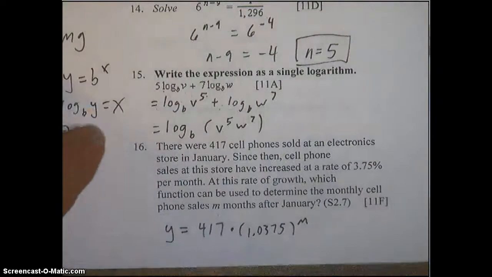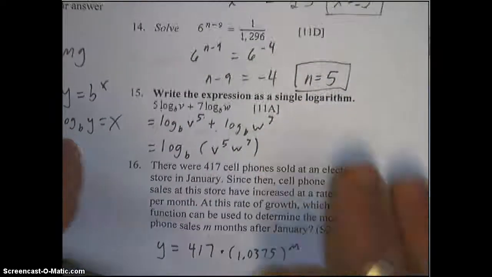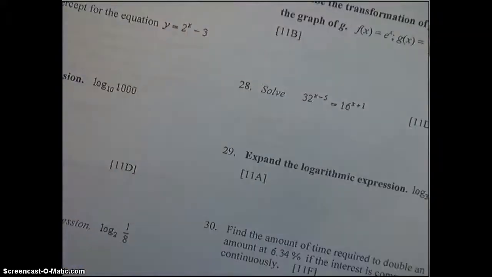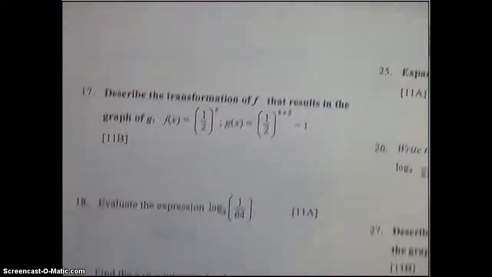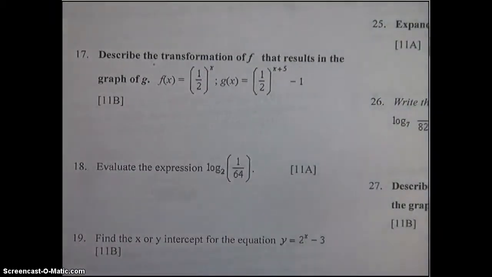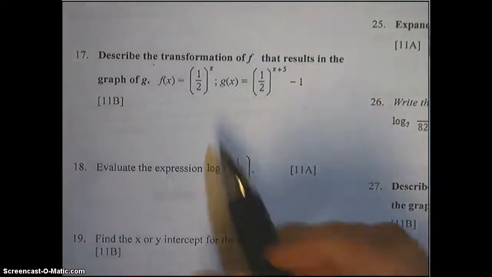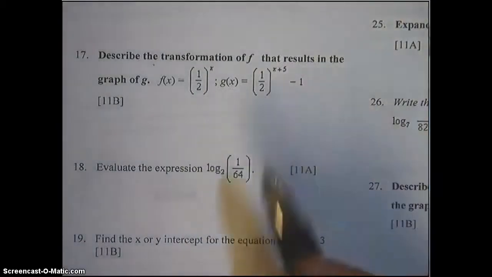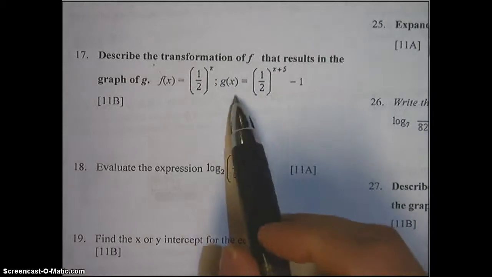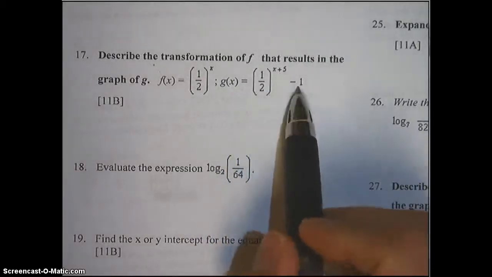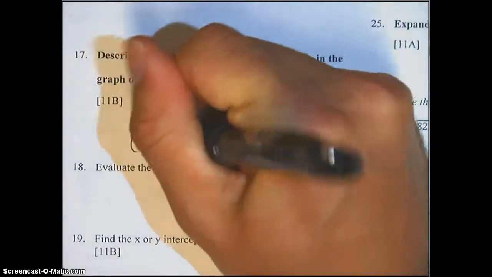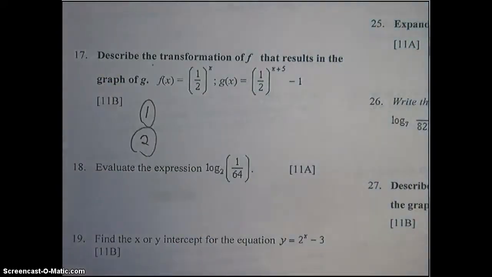All right, let's talk about number 17. This is a transformation one: describe the transformation of f that results in the graph of g. So I've got f of x equals 1/2 to the x power, and this one is 1/2 to the x plus 5 power minus 1. So I see two transformations here, and we're going to describe both of them.